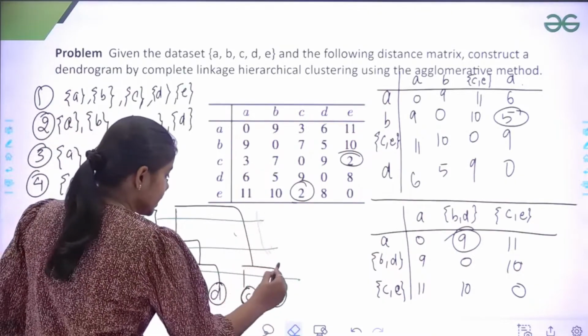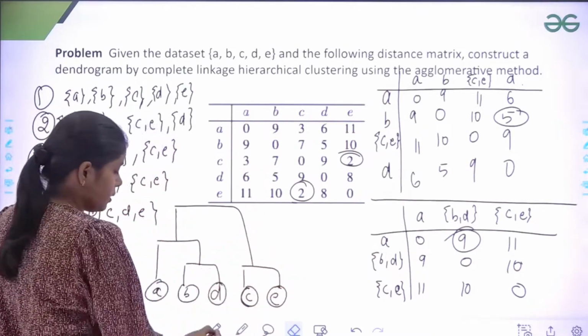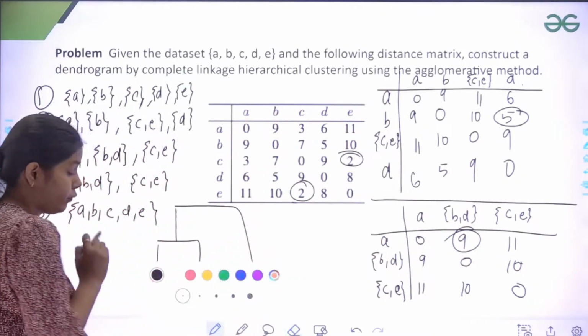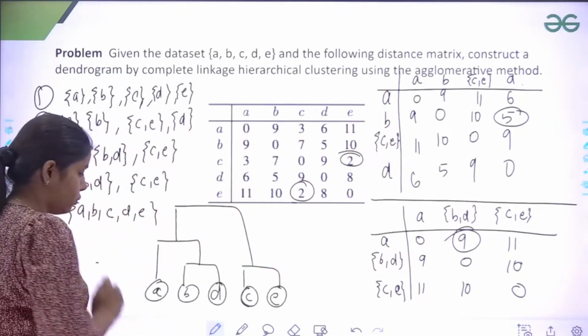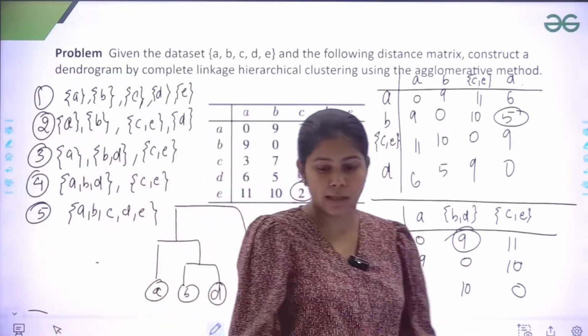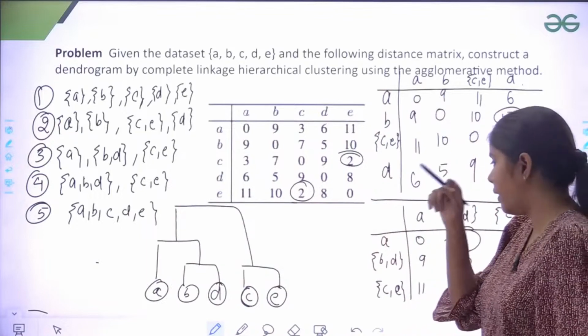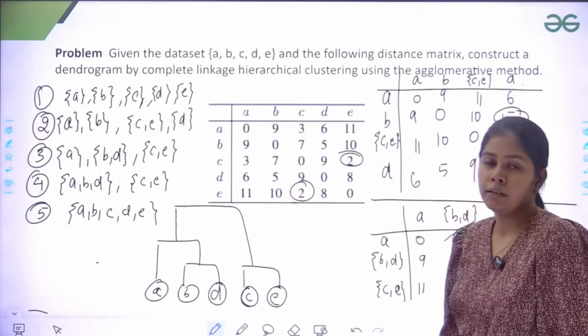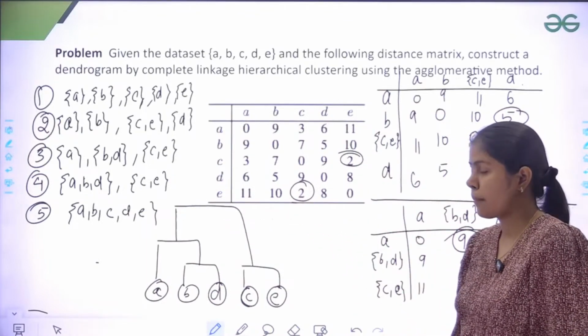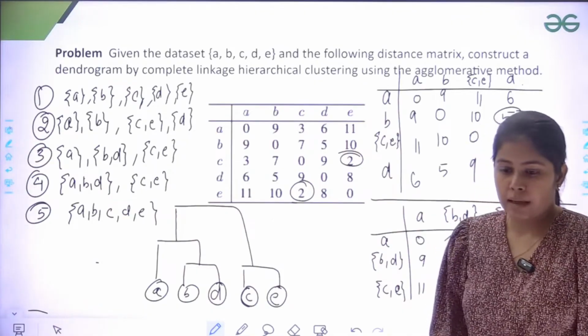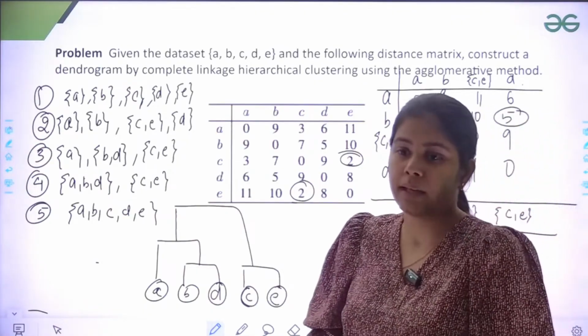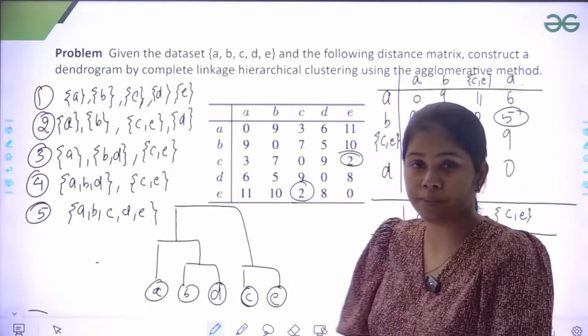Let me remove these lines, otherwise you would ask whether you need to draw these lines. No, you do not need to draw them. I'm just telling you that whenever you require a number of clusters, you can divide your dendrogram. Is there any question, guys? Anyone? Any confusion?